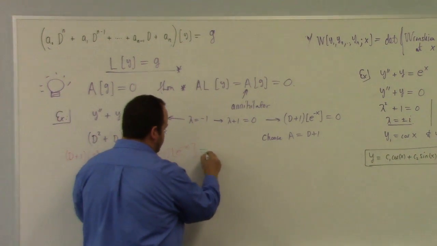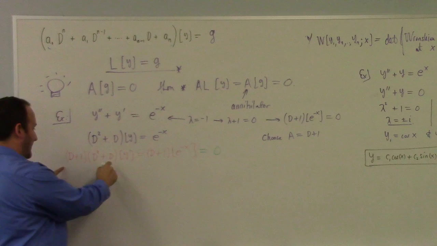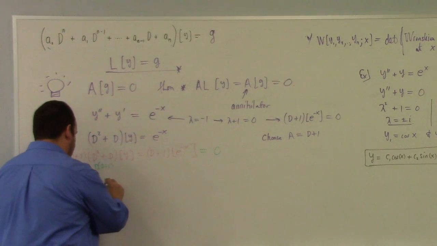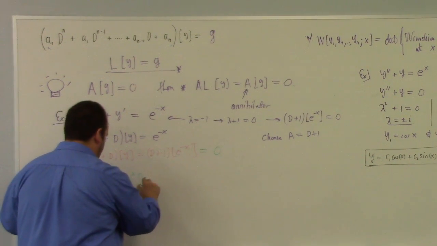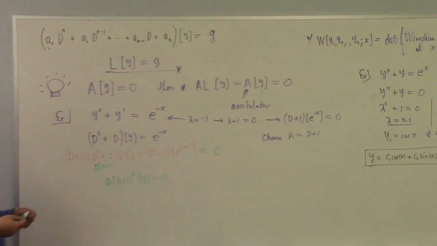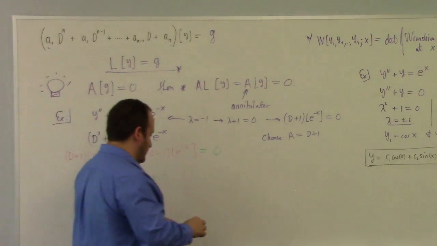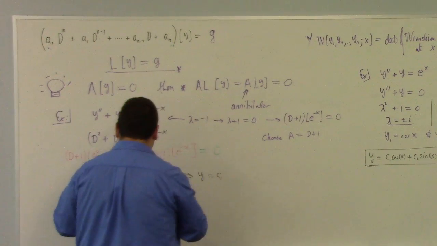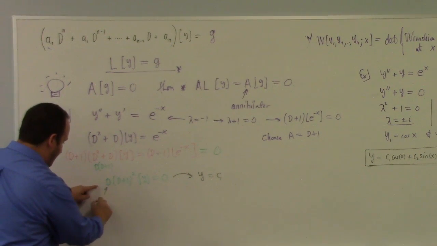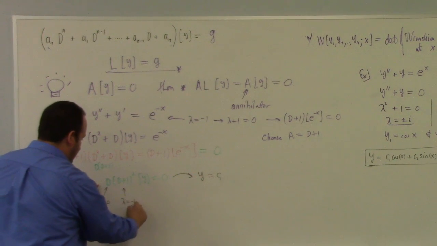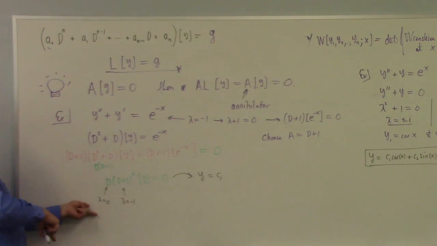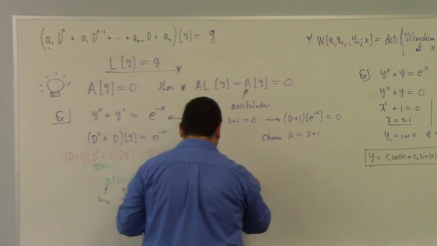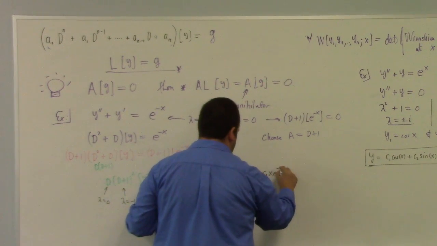So the right side is 0. Check that out. This is D times D plus 1. So what we have in total is D times (D plus 1) squared acting on y equals 0. Well, I know what the general solution is to that homogeneous equation, don't I? This is going to give us y equals c1. That gives me lambda equals 0, and this gives me lambda equals minus 1 two times. So lambda equals 0 just gives me the constant function 1 as the solution. Lambda equals minus 1 two times gives me c2 e^(-x) plus c3 x e^(-x).